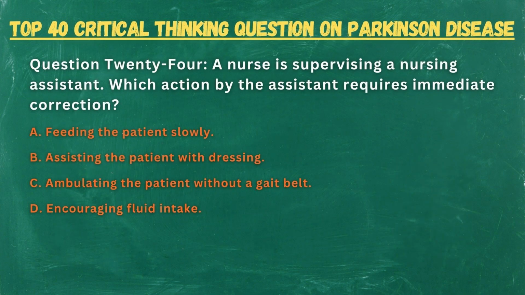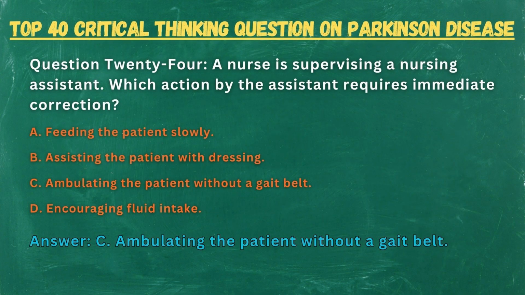Question 24. A nurse is supervising a nursing assistant. Which action by the assistant requires immediate correction? A. Feeding the patient slowly. B. Assisting the patient with dressing. C. Ambulating the patient without a gait belt. D. Encouraging fluid intake. Answer: C. Ambulating the patient without a gait belt.